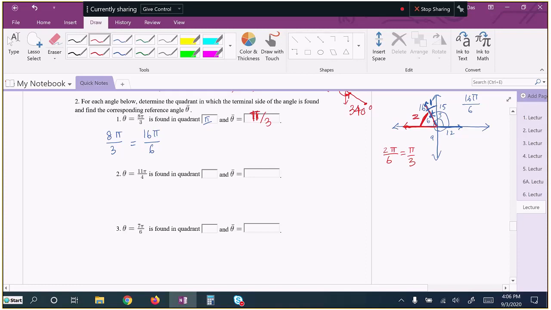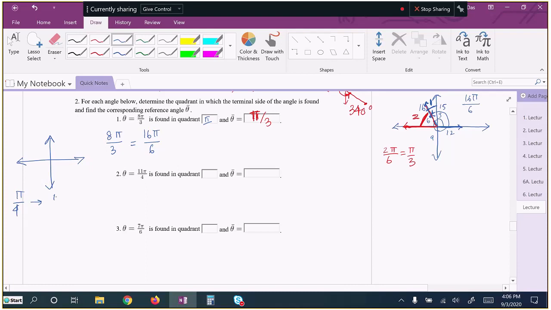11 pi over 4. So this is also a very special angle that probably we did not talk about yet. The question first, you should ask yourself, how many pi over 4s are there in each quadrant? And you remember, to answer those questions, I was changing the special angles to degrees in order to better understand them first. So what is pi over 4?